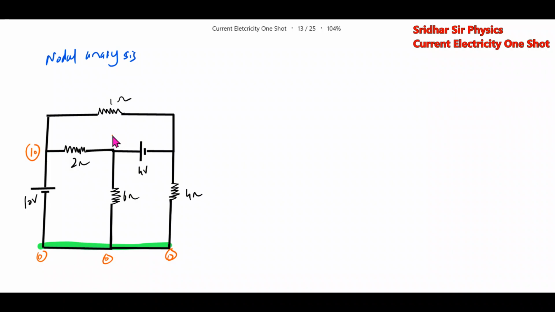This will be 4 plus x, and this will be x. Because what should be the potential difference here? The potential difference should be 4 volt, no? 4 plus x minus x will be 4. So we'll write down the loop equation for this particular circuit.